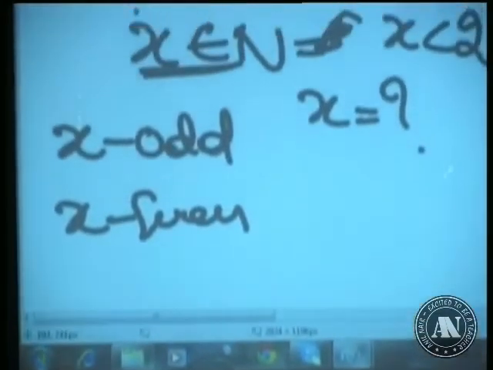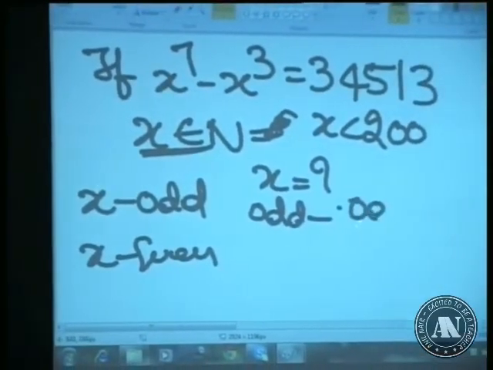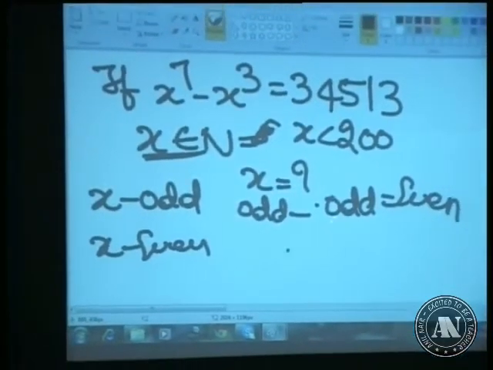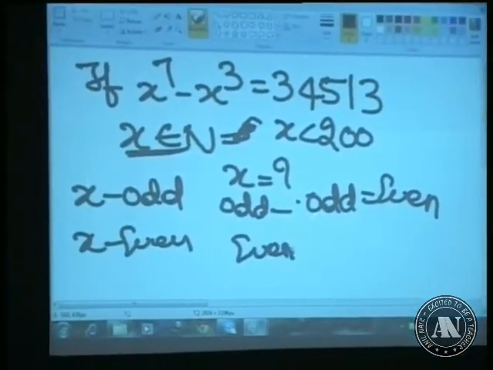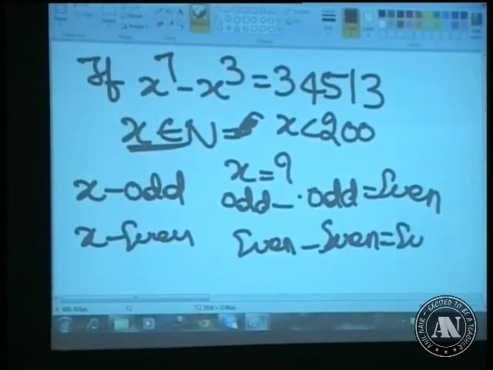What is the domain of x? It is a natural number. If it is a natural number, x will be an odd number or x will be an even number. Do you agree? Odd number power any number becomes an odd number. Minus odd number power any number, it becomes odd minus odd, it becomes even. Even number power any number is even. Minus even number power any number becomes even. X is a natural number, that means an odd number or an even number.